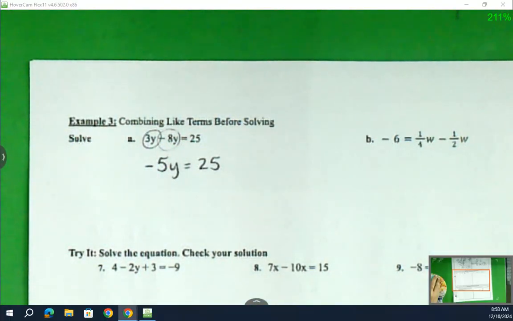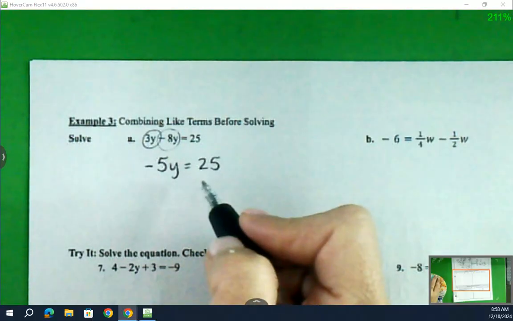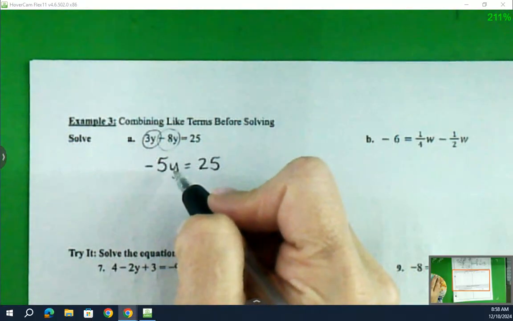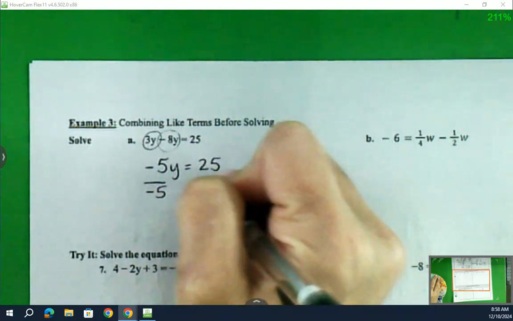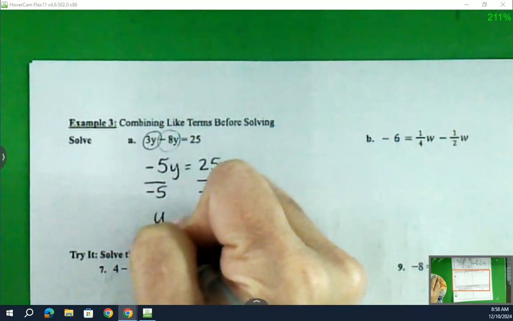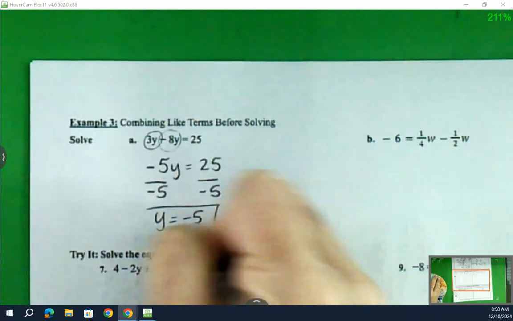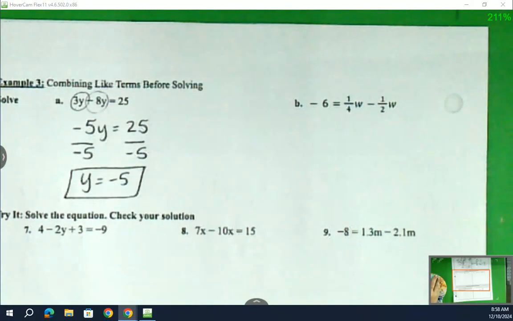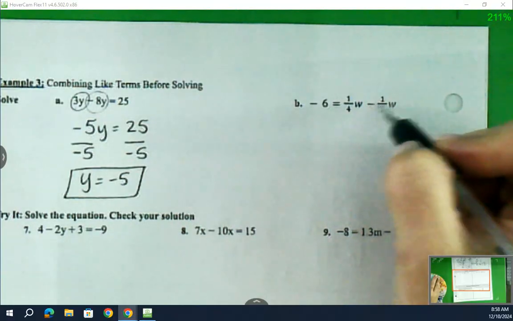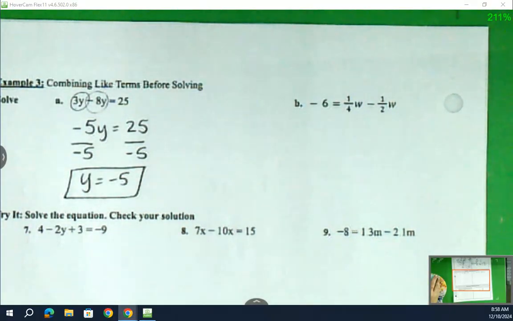And then once we've simplified, we don't have any addition work or subtraction work, so we're going right into the opposite of multiplying negative 5, which is to divide it out. And we get y equals negative 5. Okay, in part B, we have 1/4 W minus 1/2 W. So we're going to be doing 1/4 minus 1/2.